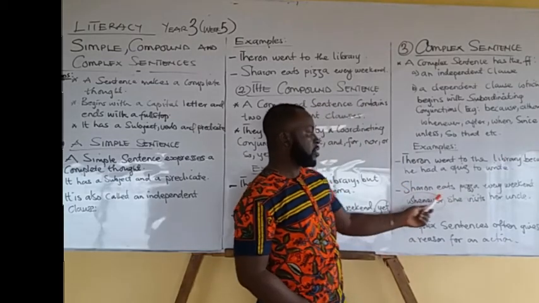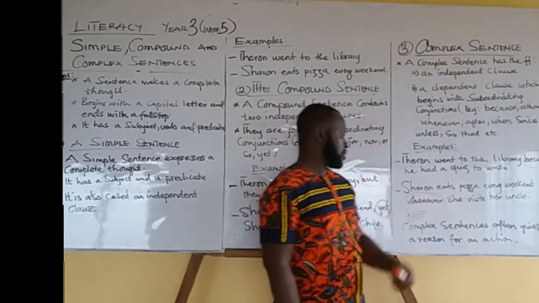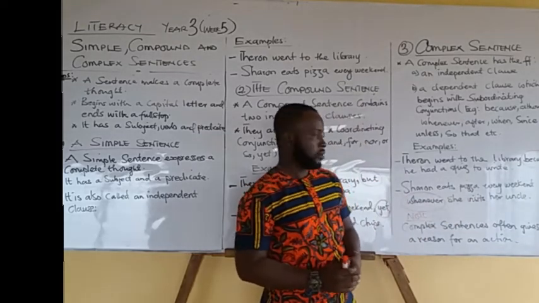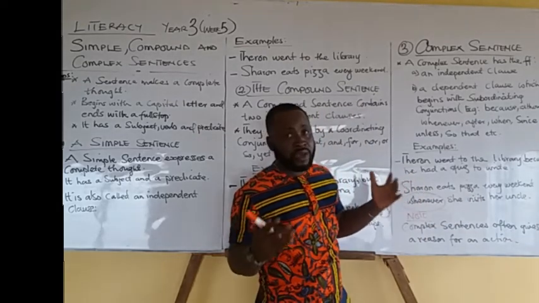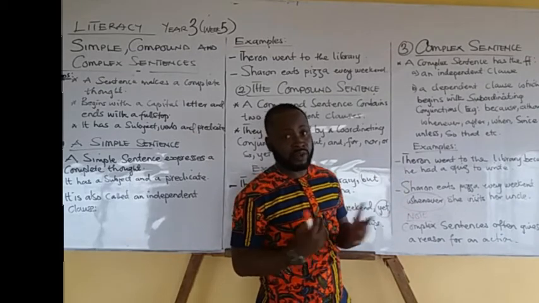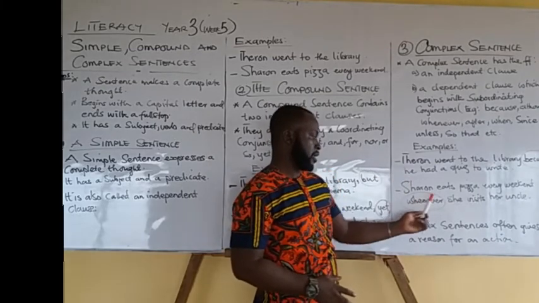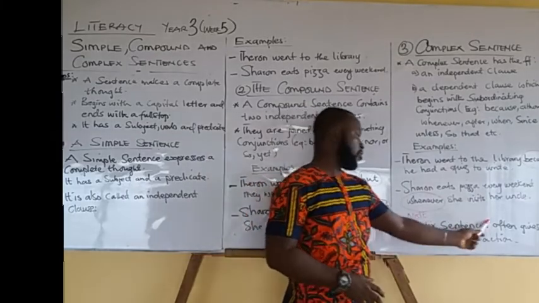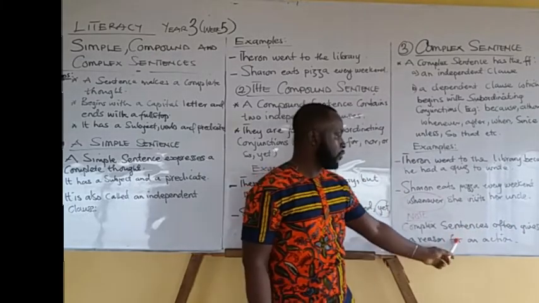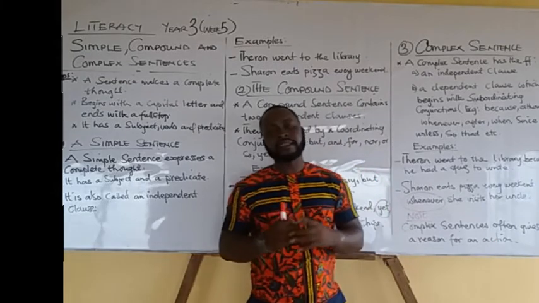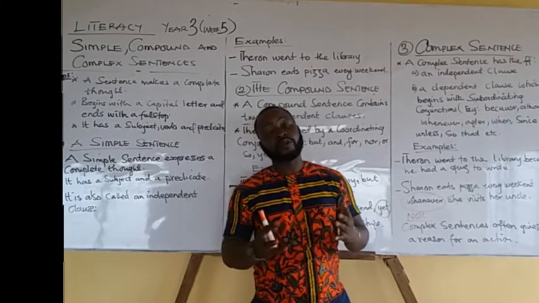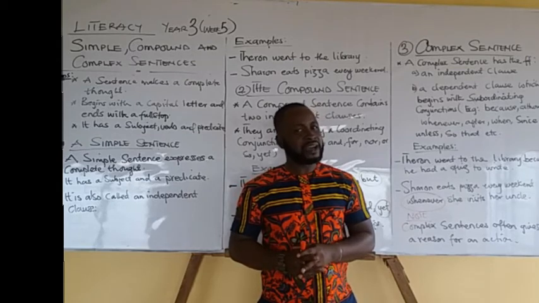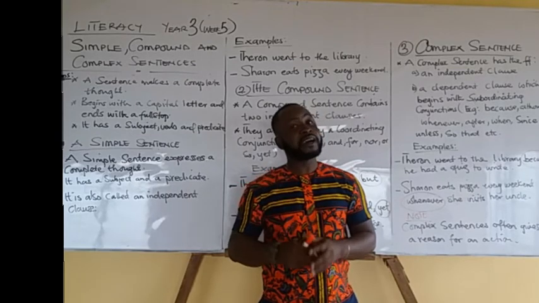Next, Sharon eats pizza every weekend whenever she visits her uncle. The conjunction that we are looking for is a subordinating conjunction, that is, whenever. Remember, complex sentences often give a reason for an action. Why did Theron go to the library? Because he had a quiz. Why did Sharon go to the uncle? Because of some pizza waiting for her.